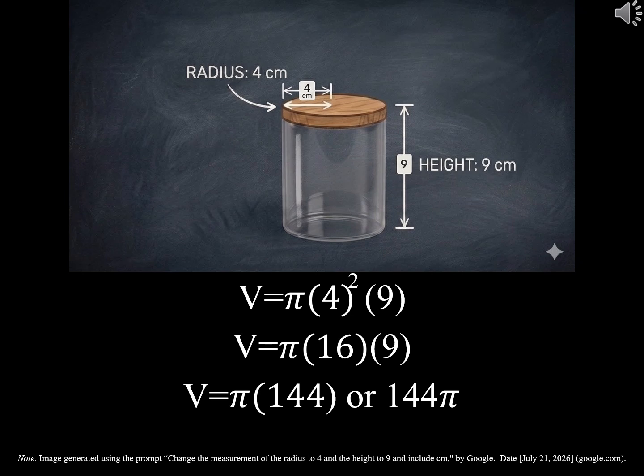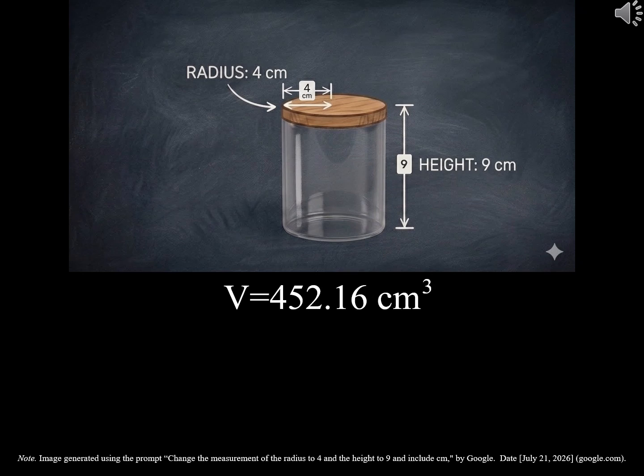Let's simplify that. So we've got volume equals pi times 16 times 9. And let's simplify that even farther. So we've got V equals pi times 144, or 144 pi. Now that 144 pi, when we plug it in, so 144 times 3.14 is going to give us our volume of 452.16 centimeters cubed on this cylinder.